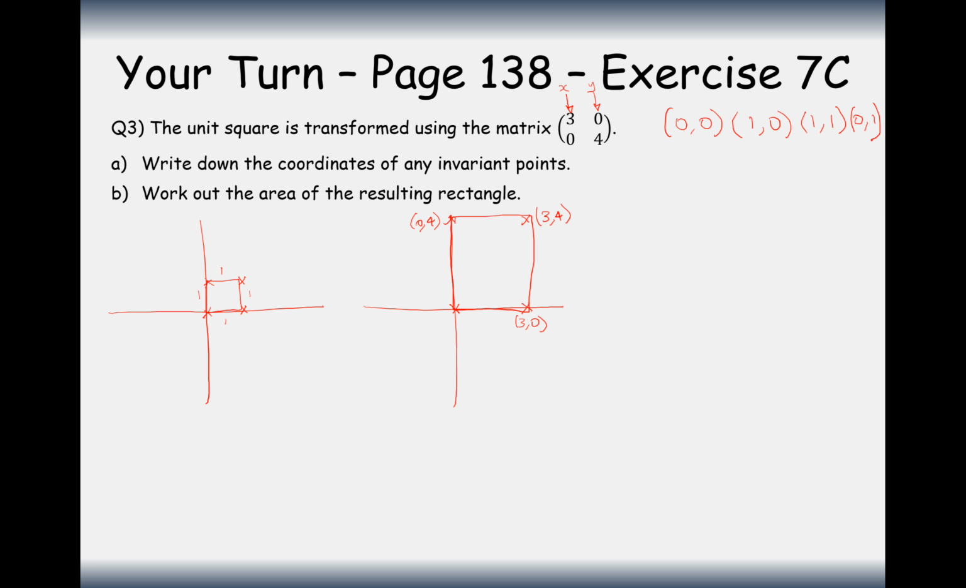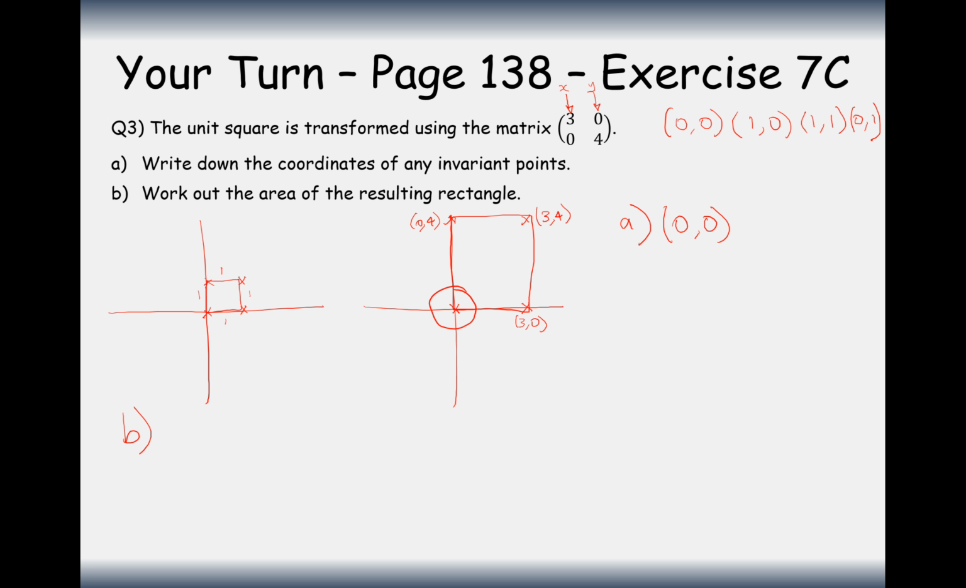For part A, the question is, write down the coordinates of any invariant points. Now an invariant point is a point that doesn't move when it's been transformed. This 0, 0 coordinate here is the only invariant point on this question here. And generally that's going to be true of a lot of different questions as well.